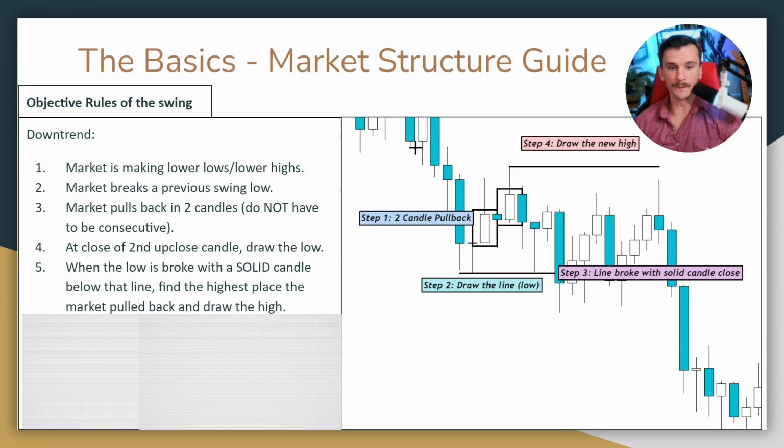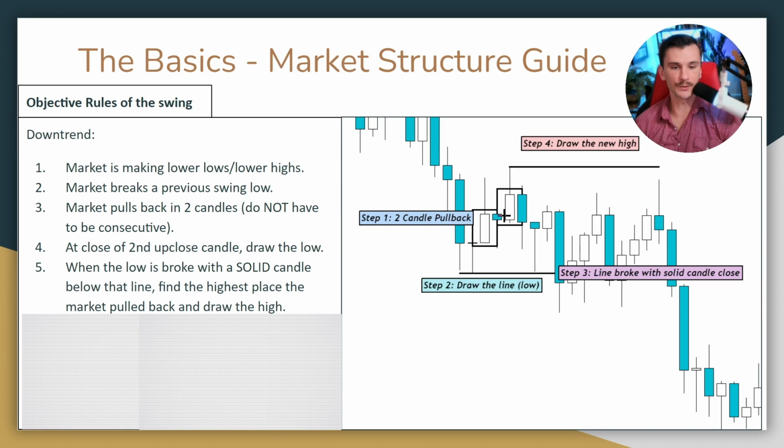In a down move, notice that we are making lower lows and lower highs. And then eventually there is a 2-candle pullback that results in this line being drawn right here. All right, so in a downtrend, when I have a 2-candle pullback, specifically after a previous level had been broken, so we would have had to break a previous swing level over here, and then I would have had to get these 2 candles of pullback. The next step is I draw this line.